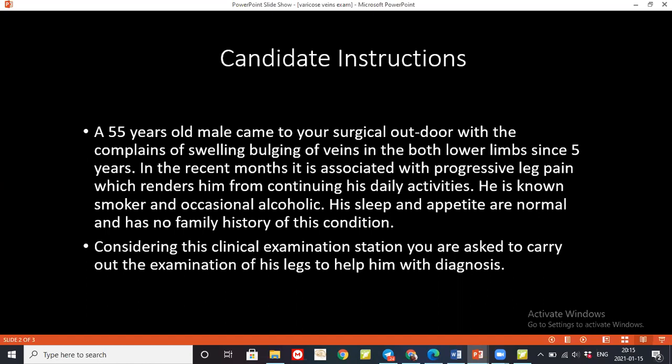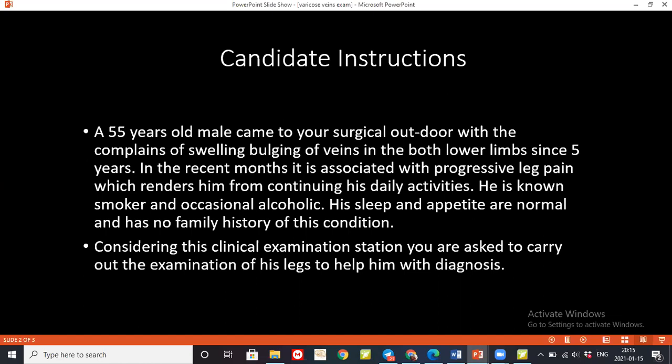Okay, can you summarize your case now? What was your provisional diagnosis? Yes, a 55 year old male, complaining of swelling and bulging of the veins in both lower limbs since 5 years. In the recent month, associated with progressive leg pain, with redness and worsening with continuous daily activity. He is a smoker and alcoholic, his sleep and appetite are normal, and no positive family history.